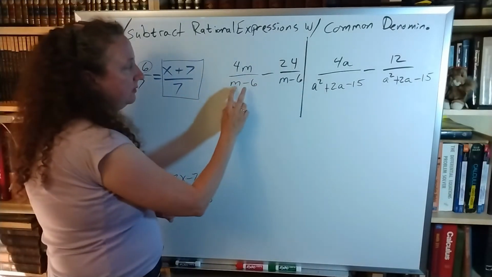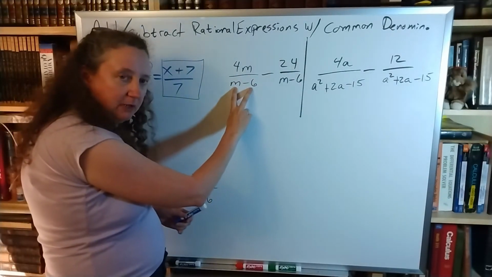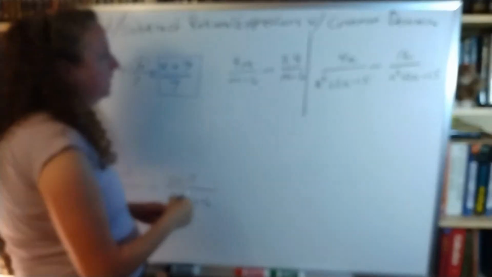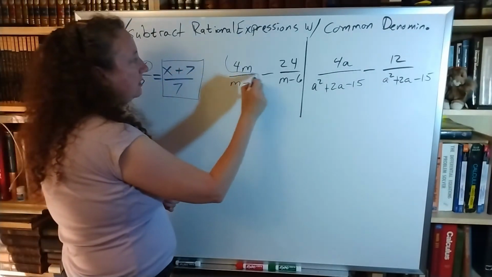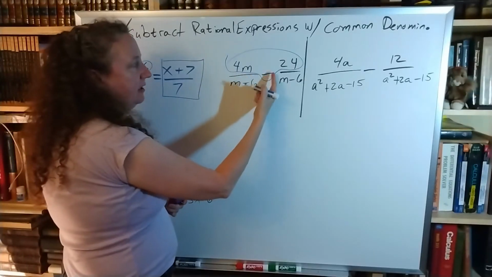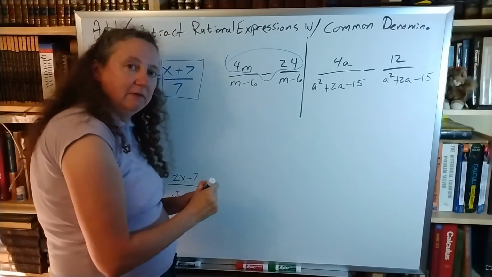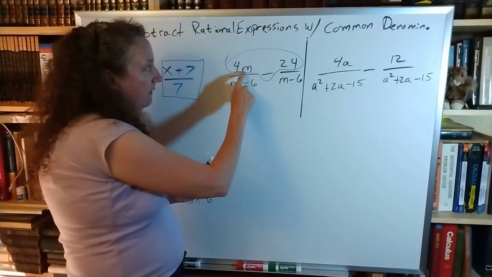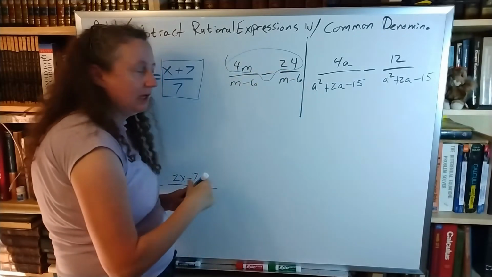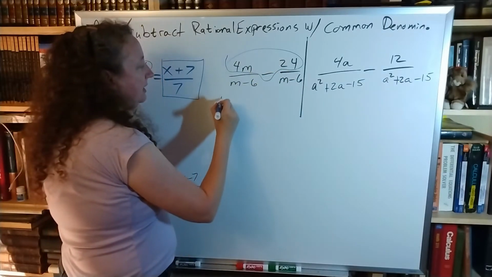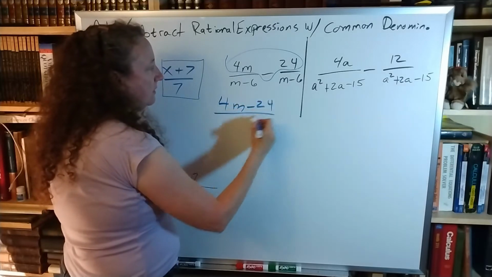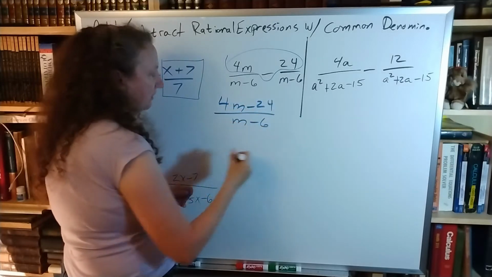Looking at this, check to see, do I have the same denominator here as I have there? Yes, good to go. So I'm going to subtract that. So 4m minus 24. Do I have like terms? That has an m. That does not have an m. They are not like terms. So I have to leave it as 4m minus 24 over m minus 6.